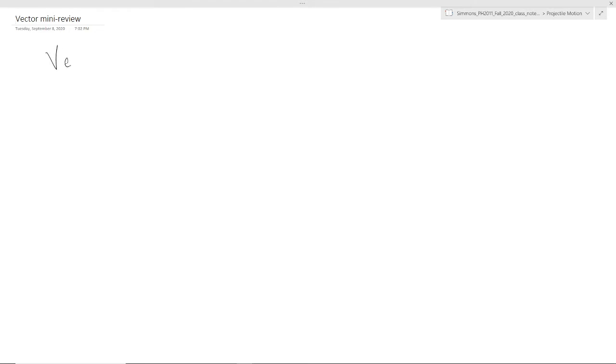So, vectors. Qualitatively, we know that it's a number that has a magnitude and direction. And we know that velocity and acceleration and displacement are all vectors. And we probably also know that you can look at vectors graphically. So you can add vectors together.